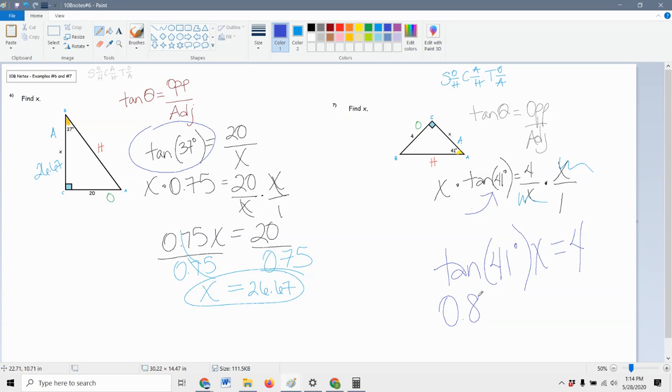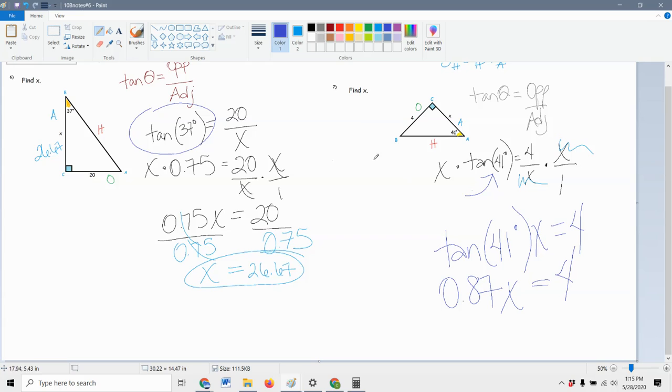0.87 x, we're still multiplying by x, equals 4. Now, in order to solve for x, we want to ask ourselves, what's being done to x? Well, it's being multiplied. When you see some number next to a variable, and there's no plus or minus in between, you know that that's multiplication. So we're going to do the opposite operation, and we'll divide now. Divide by 0.87, and we'll do that to both sides. Up 0.87 will cancel with down 0.87.